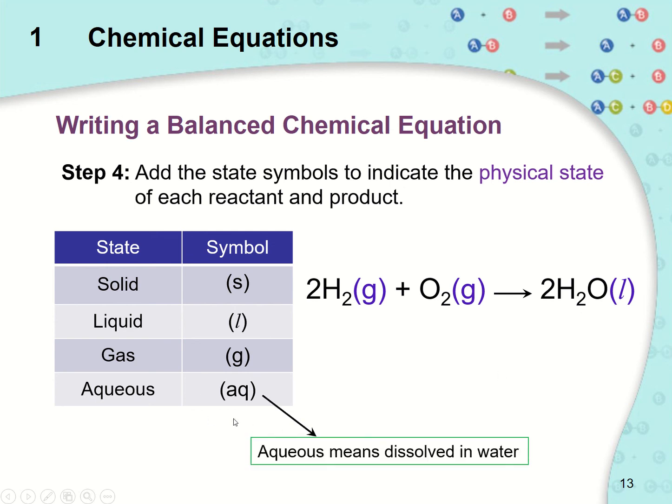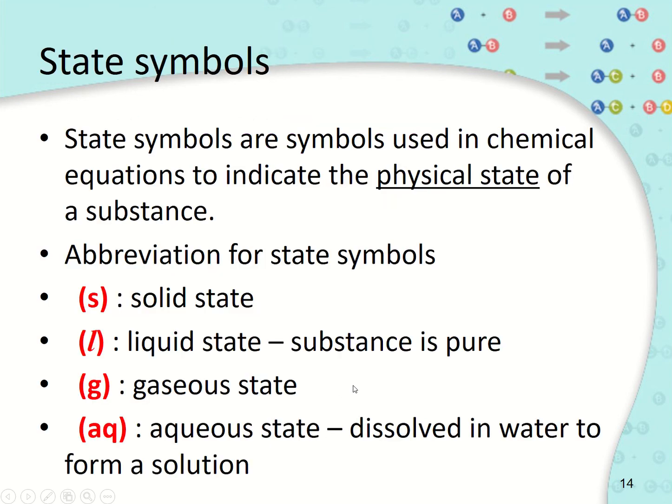Now this AQ simply means that it's dissolved in water. If any substance is dissolved in water, we say that it is in the aqueous state. So for example, if I have sodium chloride and then I dissolve the sodium chloride in water, I will put an AQ beside the sodium chloride. So these are the 4 state symbols.